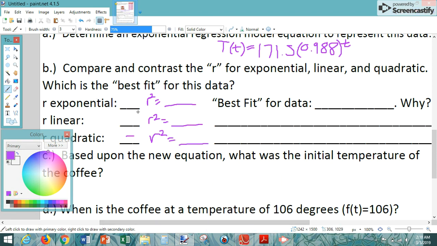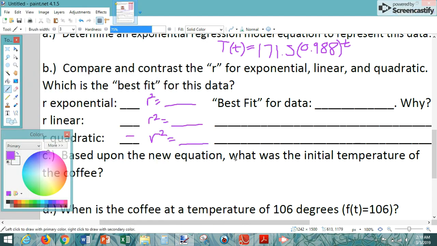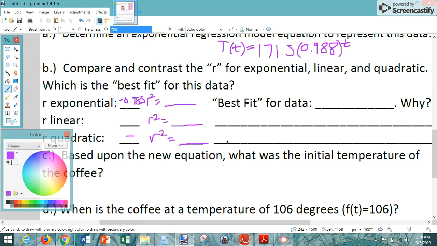So let's first find our exponential one. Well, R is negative 0.985. And our determination coefficient R squared is 0.97. Okay, let's find our linear.